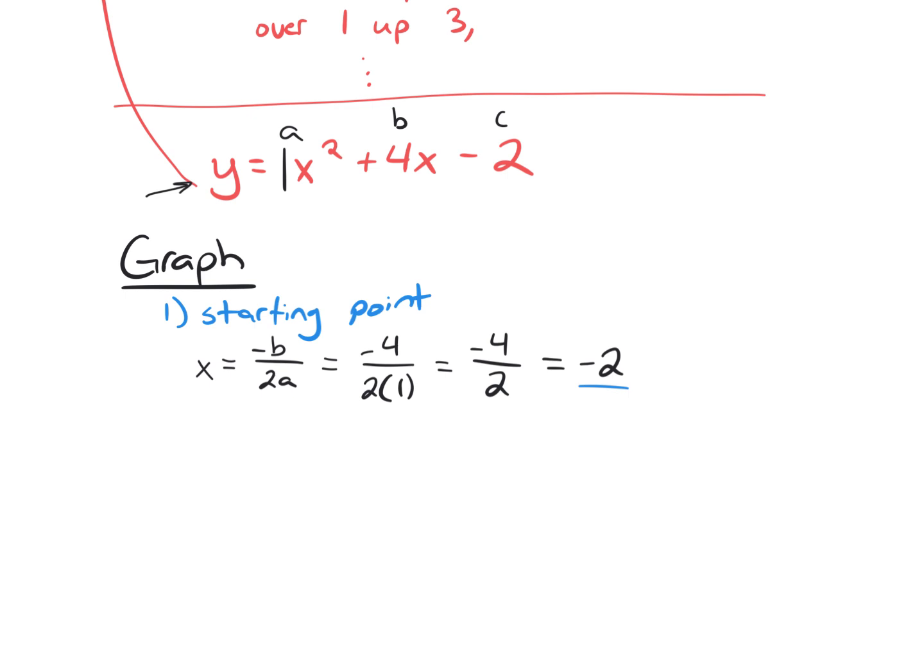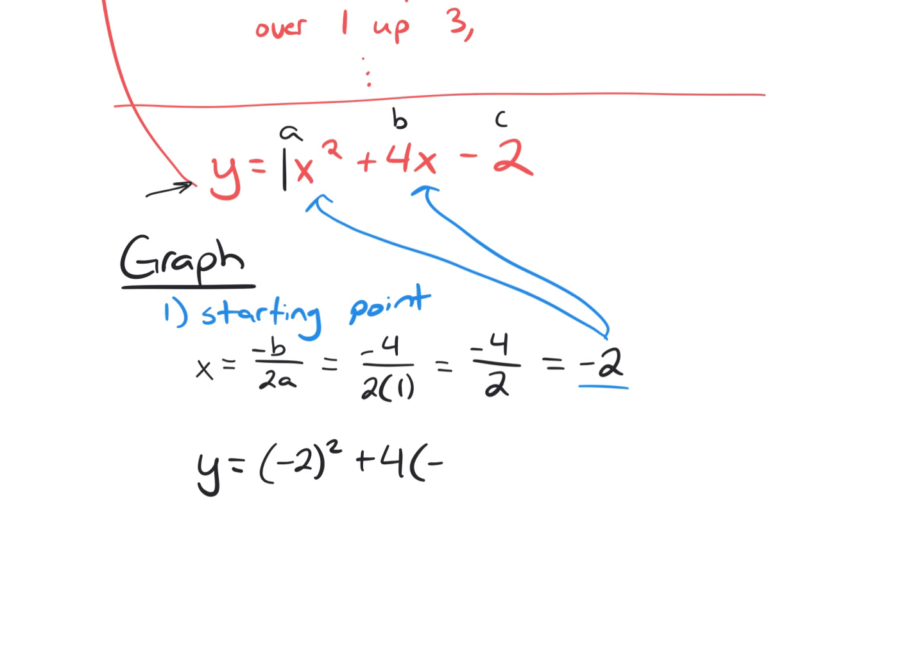Okay. Is that my starting point? No. What do I need still? We'll plug it back in. Plug it in for x. I need the y value, right? So to find the y, I'm going to take this negative 2 that I found for x, and plug it into both x's. So now my y is going to be negative 2 squared plus 4 times negative 2 minus 2. Highly recommend you write that out so we don't get lost.